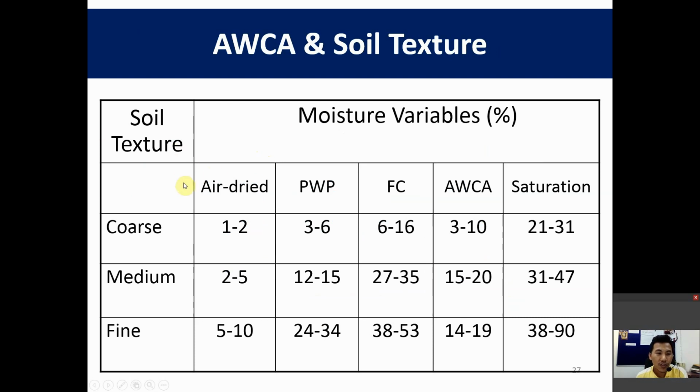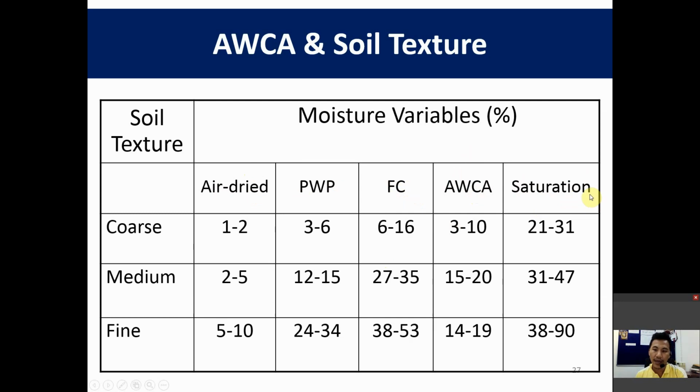This table shows you different soil textures with different moisture variables in percentage here. First column is air dry, and the second one is permanent wilting point, then FC, field capacity, and you subtract between FC and PWP, you get available water capacity. And this is the saturation point.